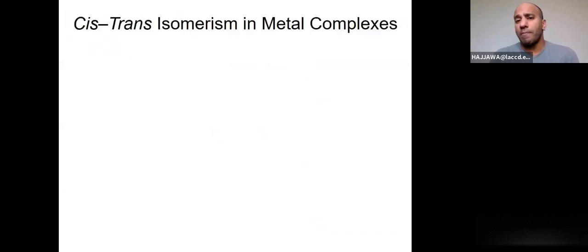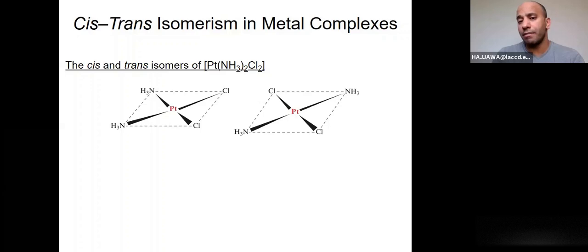Cis and trans isomerism could also exist in non-organic molecules, like in the metal complex that you see in front of you. It's a platinum ammonia chloride complex. You can see here the one on the left is a cis, the one on the right is trans.